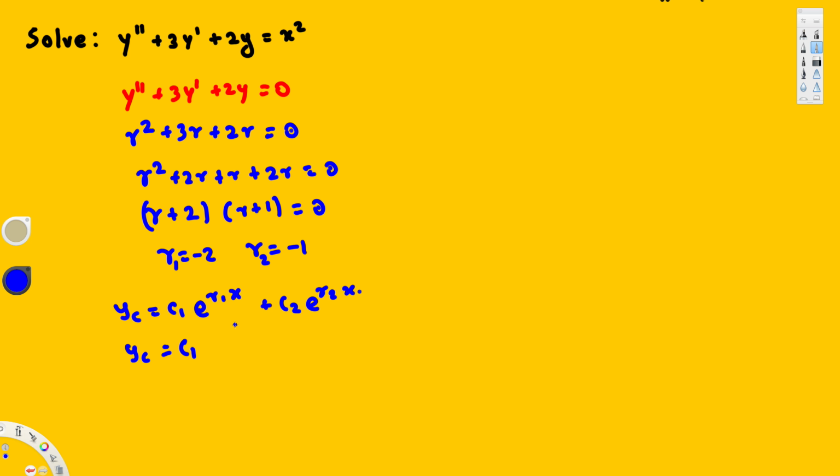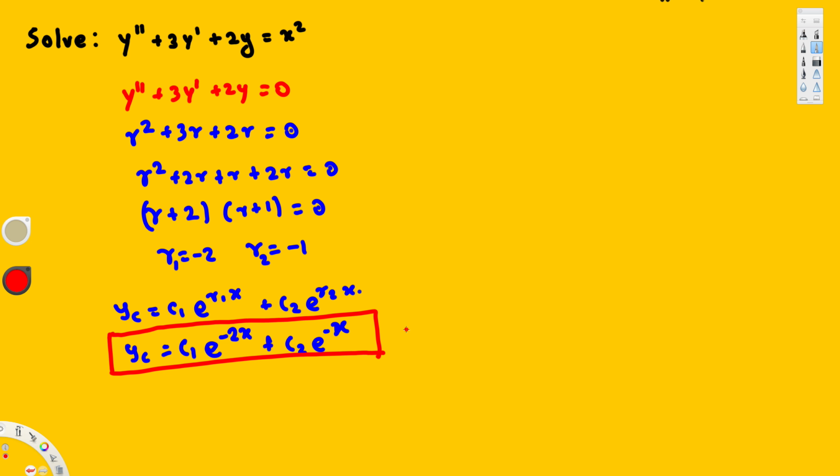To solve that one, we have to find the particular solution after this. Now let's write the general solution of this one first and go for the other part. So this is going to be c1 e power negative 2x plus c2 e power negative 1x. Okay, so this is the general solution of this homogeneous differential equation.